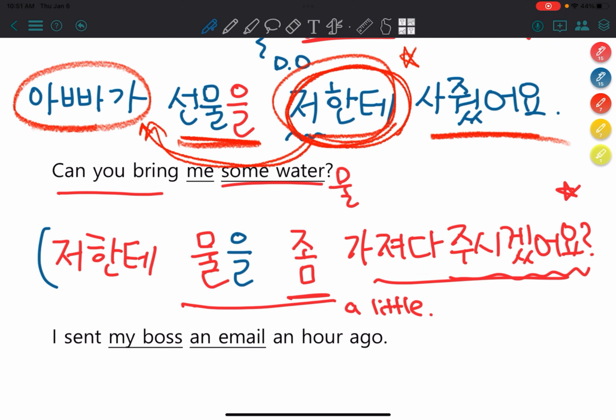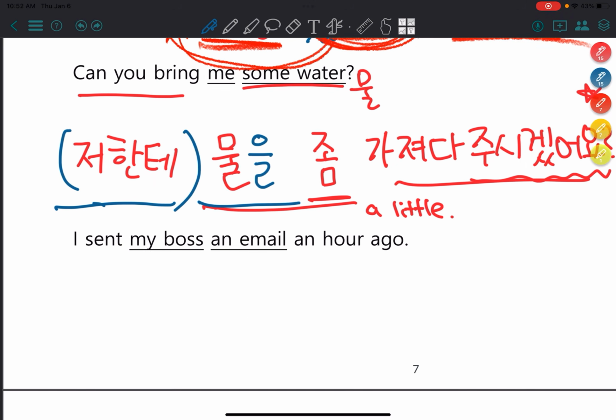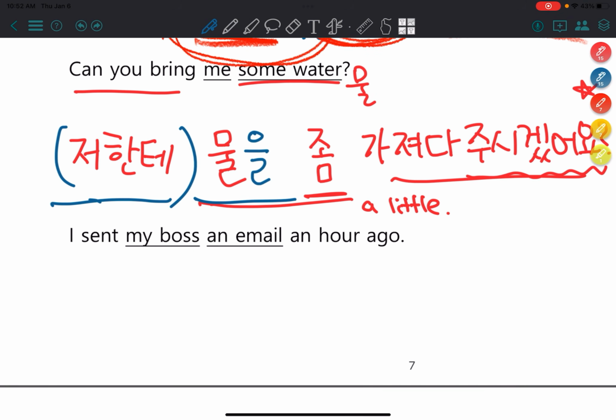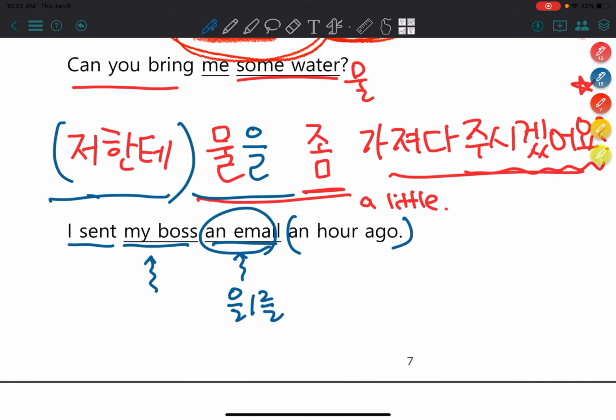Or you can also remove 저한테 if it's obvious by context. You are asking someone to bring me some water. So 저한테 물을 좀 가져다 주시겠어요? How about I sent my boss an email an hour ago. For this one as well, this one is the direct object. Email is the direct object, so you can mark it with object marker. Boss is somebody who is receiving what's being sent, right? So my boss can be marked with 에게 or 한테.